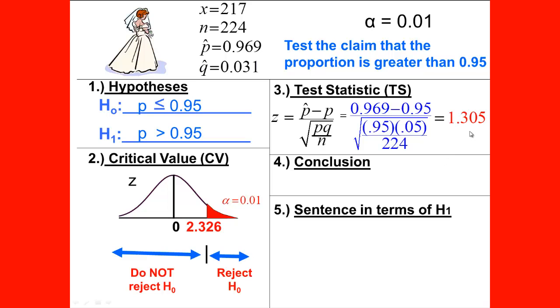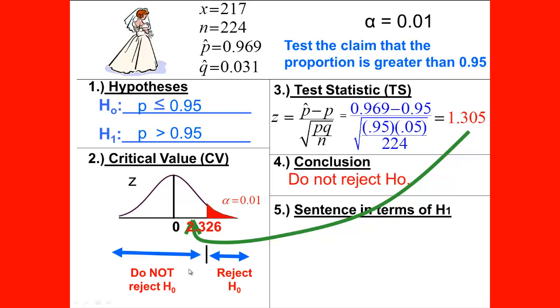Now, once you've got 1.305, place that on your normal curve and you will see that it falls to the left of our shaded region in the do not reject region. It is not unusual. It is usual. It's normal. It's ordinary. It is not unusual. Because it is not unusual, we do not reject H0.